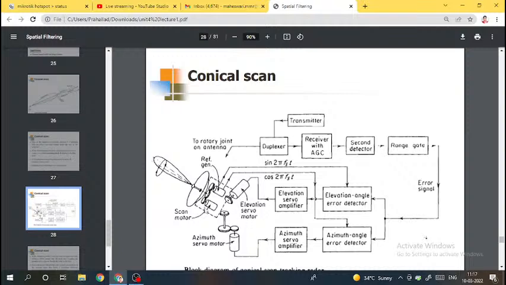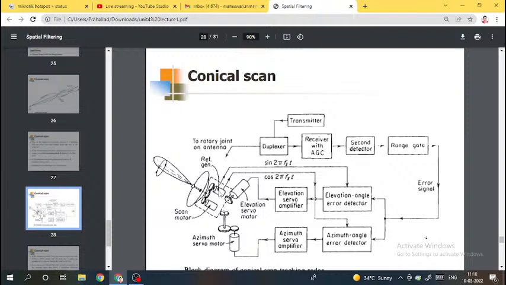This is your radar antenna, and this is your radiation pattern beam, right? And this will be rotating like this, conical scan by a squinted angle. Now it has to rotate and exactly find the location of the target. So there you need a servo motor which will exactly steer this antenna to minimize the error in the elevation angle as well as the azimuth angle.